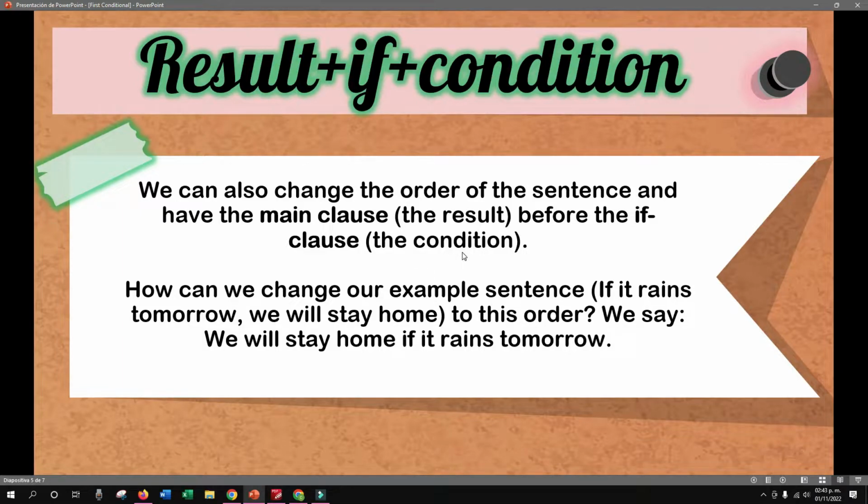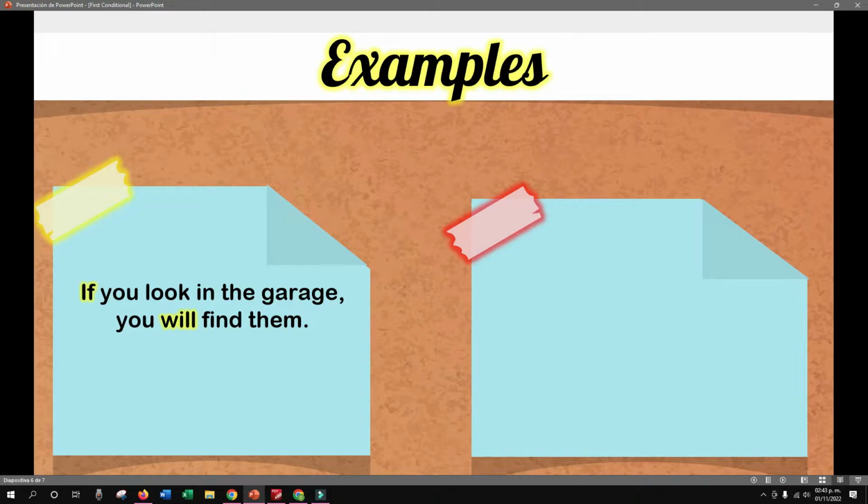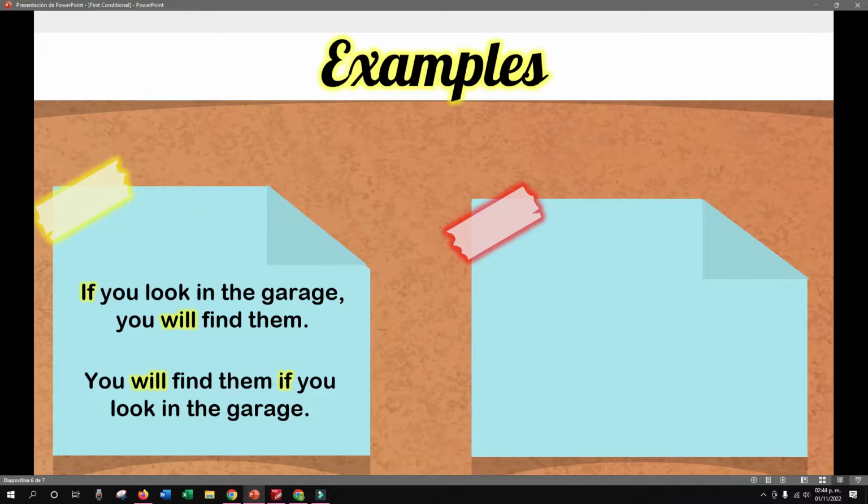That is almost the same, right? For example, if you look in the garage, comma, you will find them. Here, in this example, first you have what? The if clause, right? Then the comma, then you're going to start with the main clause or the result. So, if we want to change this, first we have to write down what? The result, right? So, you will find them if you look in the garage.